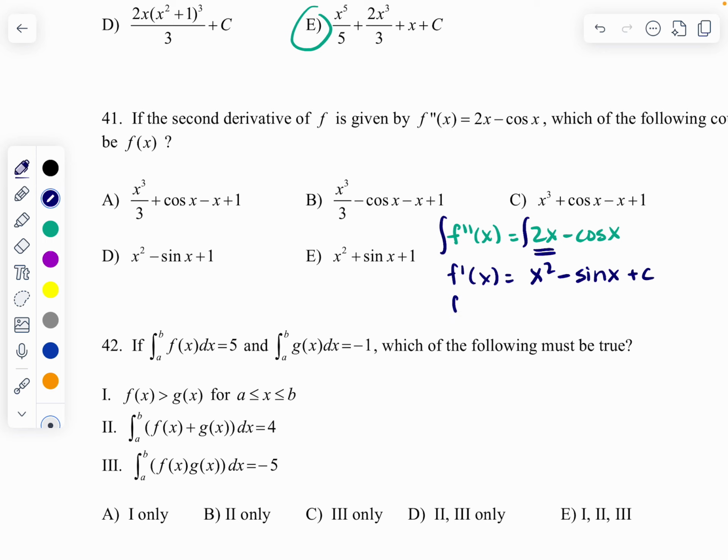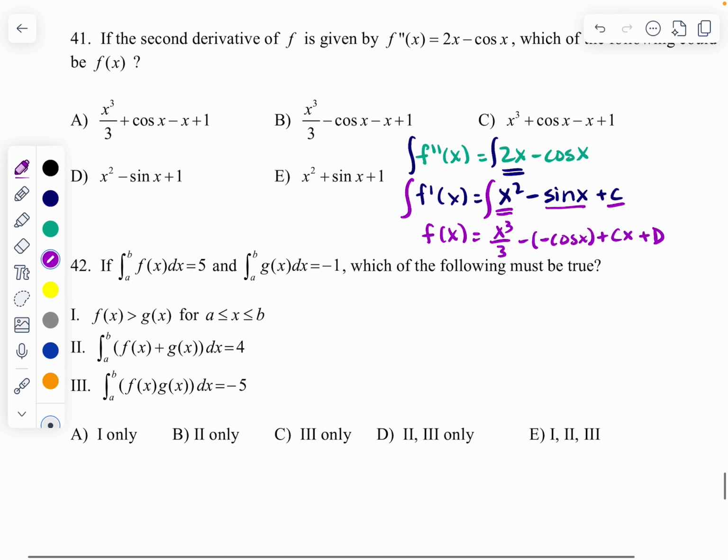Okay, now if I want to get the actual f, I need to integrate this again. Let me erase this. I didn't mean to put that f in there yet. Okay, so I'm going to integrate this again, maybe with a different color here. Now the integral of a derivative is just the original function. And the integral of x squared is x cubed over 3, minus the integral of sine is negative cosine. The integral of c is cx, and then I'm going to have another constant d. Okay, so let's see what we have here. So I have f of x equals x cubed over 3, a negative times a negative is a positive, and then plus cx plus d.